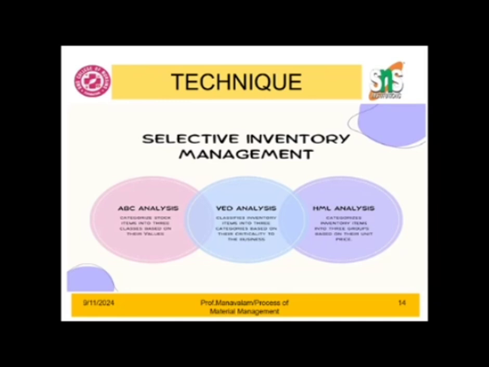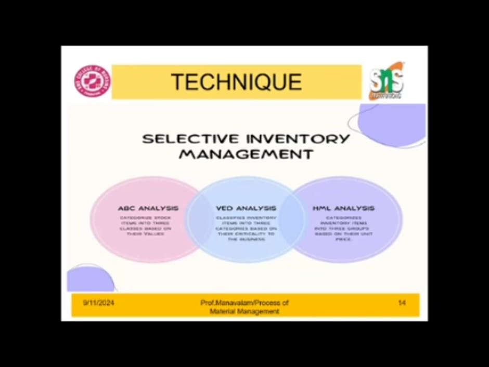Move on to the VED analysis. They are classifying the inventory items into three categories based upon their criticality to the business. Expansion of VED: Vital, Essential, Desirable. Vital means without these items, the continuity of nursing care will stop. Next, move on to the essential. Non-availability of this item affects the quality of nursing care. Next, move on to the desirable. If the process is unaffected, but if it is available, it is very good.